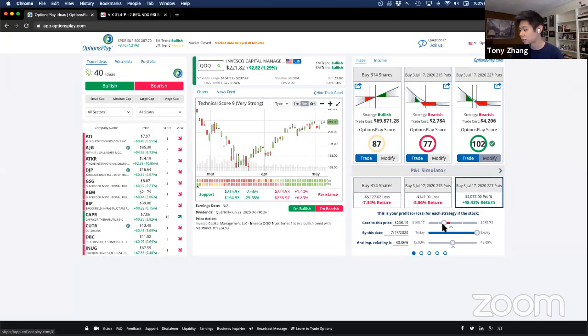This allows you to then see what happens if the market moves lower by a specific date. You can even make volatility assumptions because we know that as markets sell off, volatility increases.